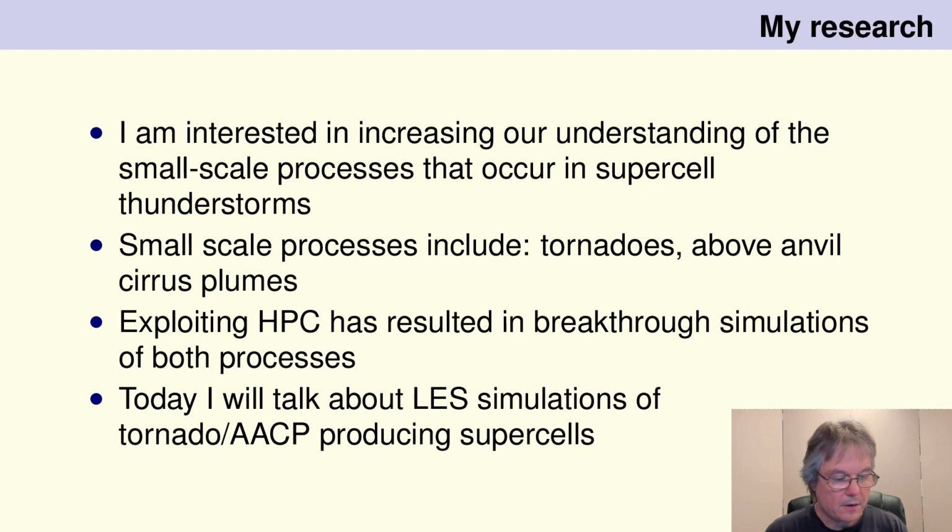And today I'm going to talk about LES simulations of tornado producing supercells, as well as something we just discovered about above anvil cirrus plumes, or AACPs, which are visible from satellite imagery and are used in the United States, at least, for giving you an idea that a storm's going to be more severe, because about 3 out of 4 storms exhibiting AACPs produce large hail or tornadoes.